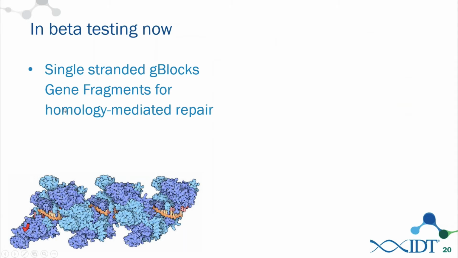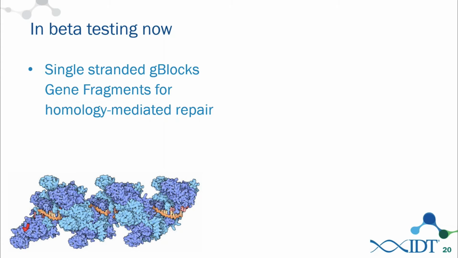All right, I want to mention just really quickly, we have in beta testing right now a new product that we're very excited about and interested in, and that is single-stranded G blocks. And these are particularly gene fragments that are going to be used for homology-mediated repair. As I mentioned a few slides ago, homology-mediated repair can insert DNA at the site of a double-stranded break, and single-stranded DNA has a distinct advantage in this respect, in that it recombines much more efficiently than double-stranded DNA, and that efficiency means that you can decrease the length of the homology arms that are needed on each end, thereby shrinking the total construct size, often by over a kilobase.